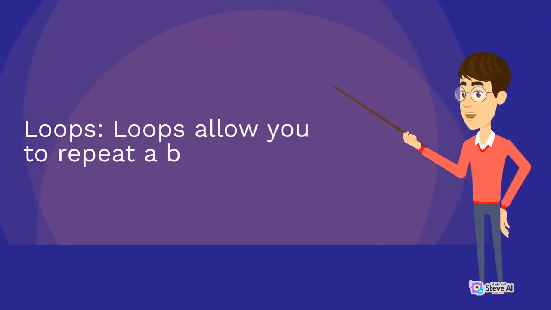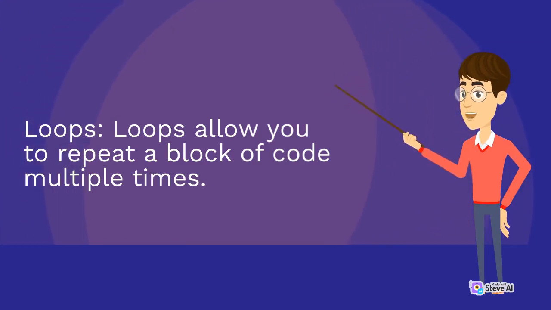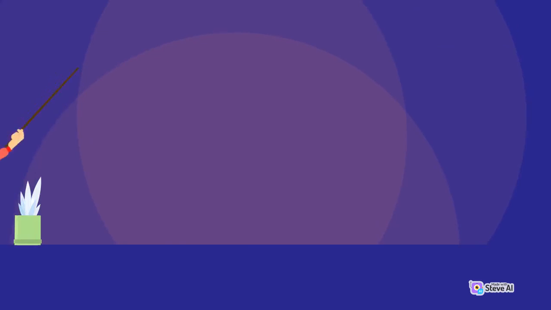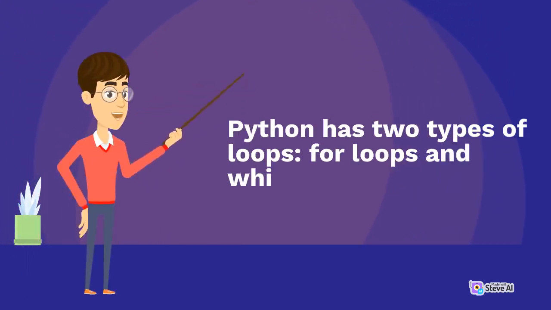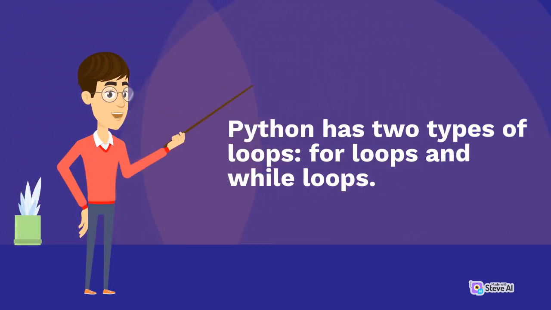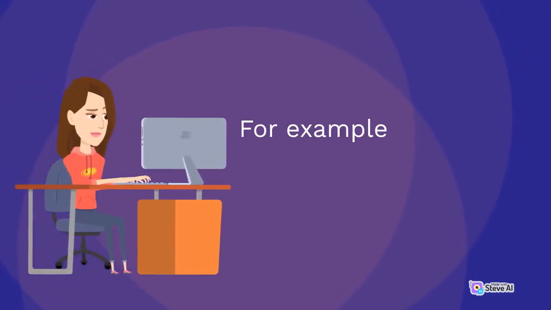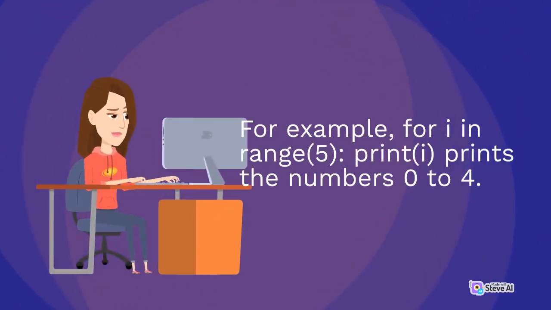Loops. Loops allow you to repeat a block of code multiple times. Python has two types of loops, for loops and while loops. For example, for i in range(5): print(i) prints the numbers 0 to 4.